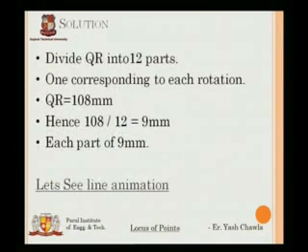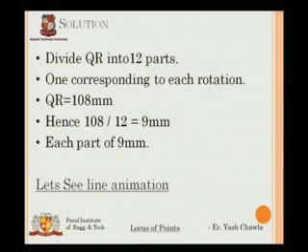So let's move on. Now we have divided the circle into 12 parts, so we are going to divide the path QR into 12 parts. So one point will be corresponding to one point of P. Say P1 will be corresponding to 1 point on Q, that is 1. Then P2 will be corresponding to 2, then 3, 4, that will go on.